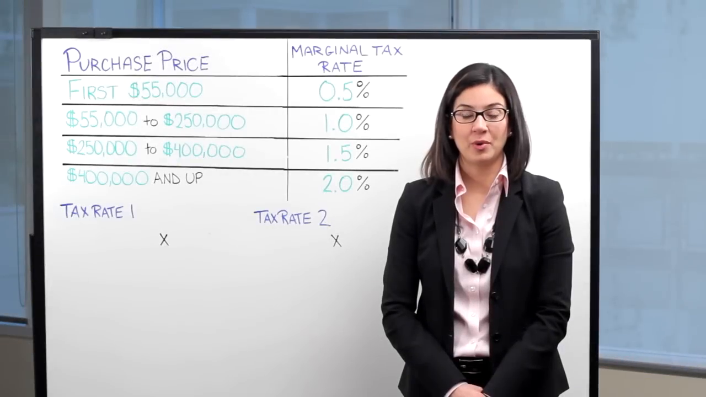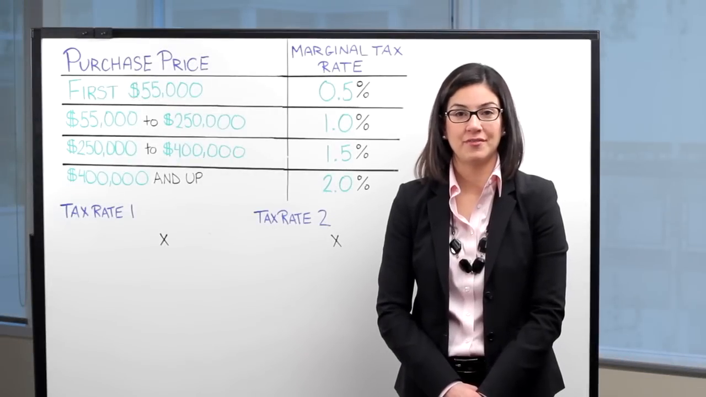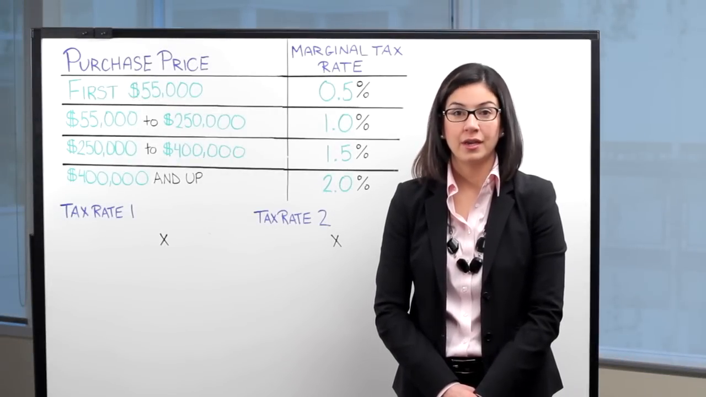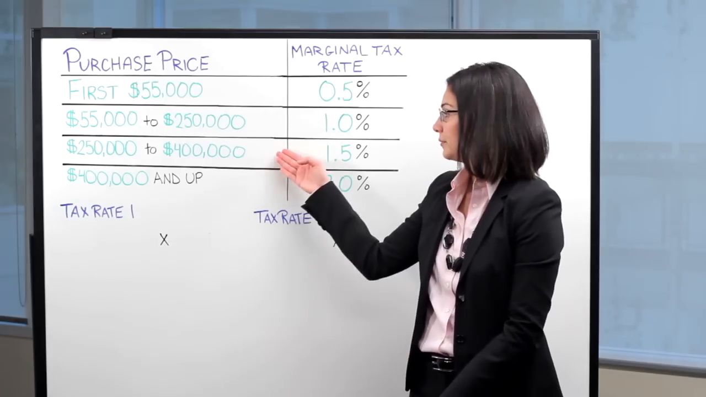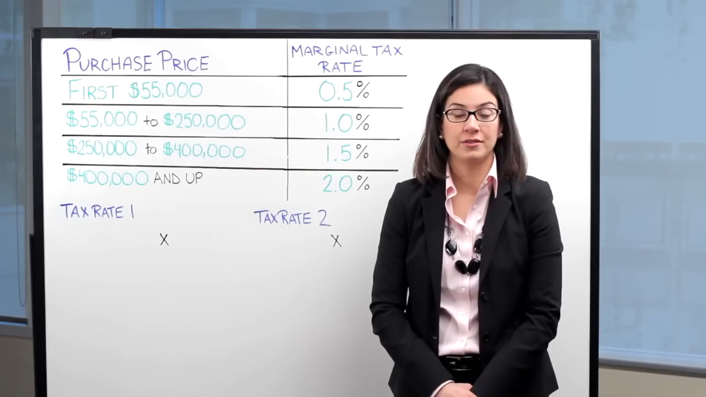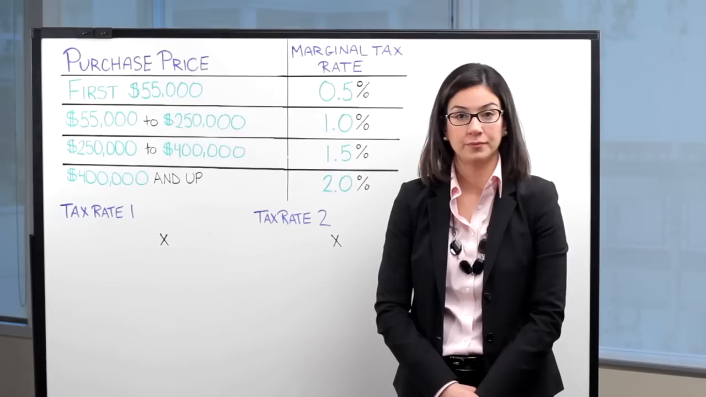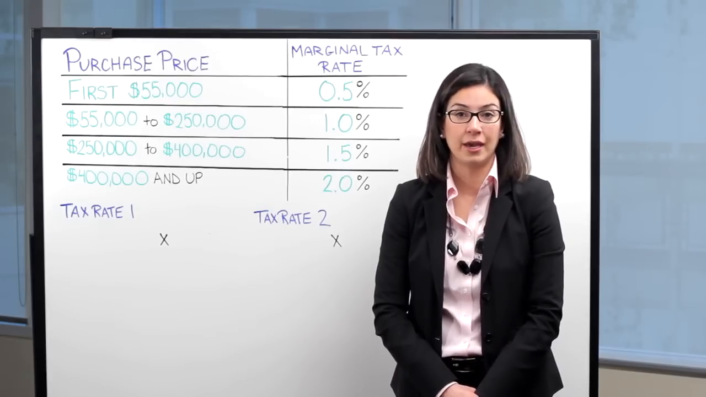Let's say you're purchasing a property in Hamilton for $275,000. Since the value of your home falls into the third margin, between $250,000 and $400,000, we need to do 3 separate calculations to figure out your land transfer taxes.